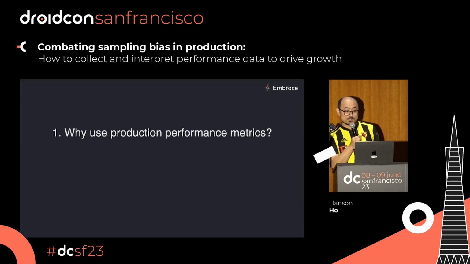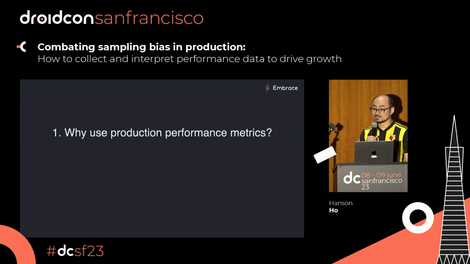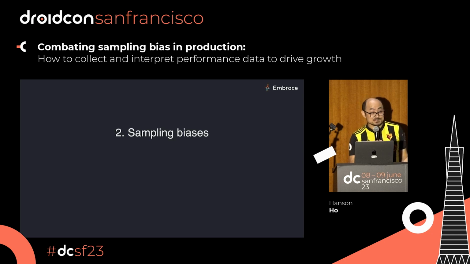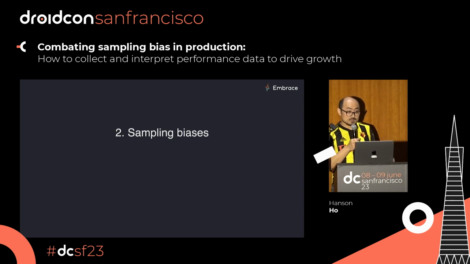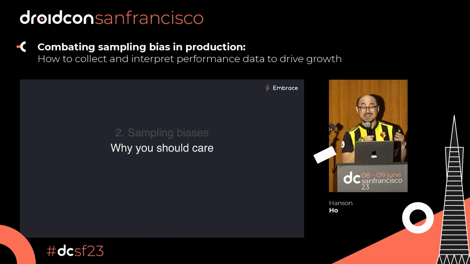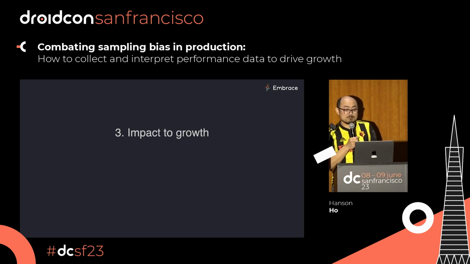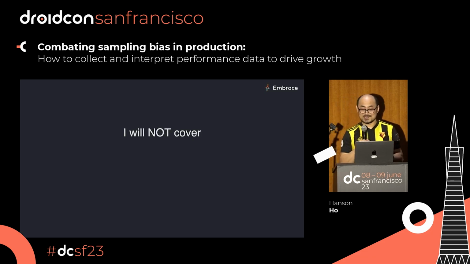First, why you want to use performance metrics in the first place. And then I'm going to discuss sampling biases, specifically what they are, 3 specific biases, why you would care about these biases, what you can do to mitigate their effects, and ultimately, how they impact your user growth. Now, perf metrics as a whole, there are a lot of things to talk about. So I'll also talk about what I will not talk about.